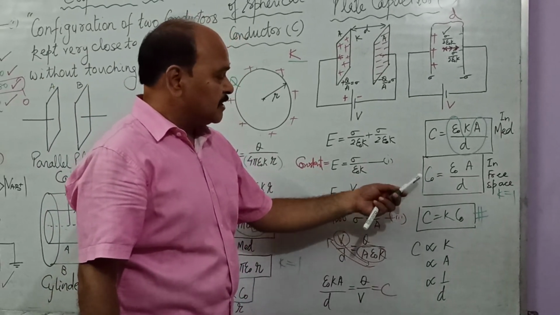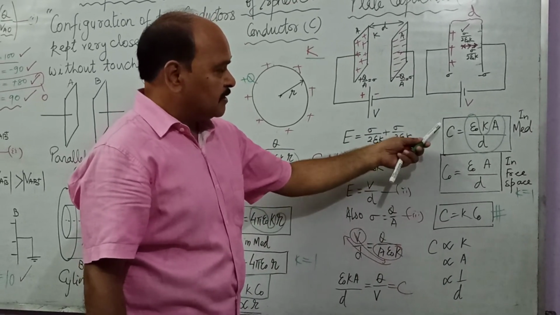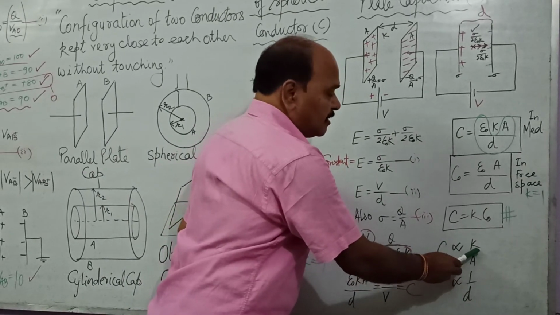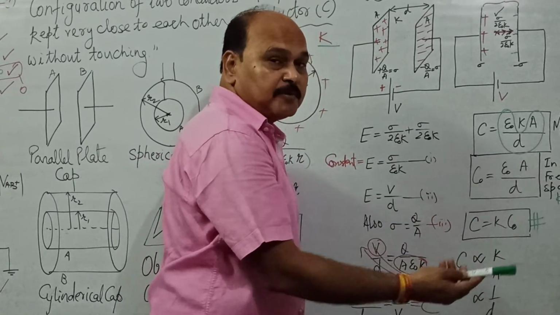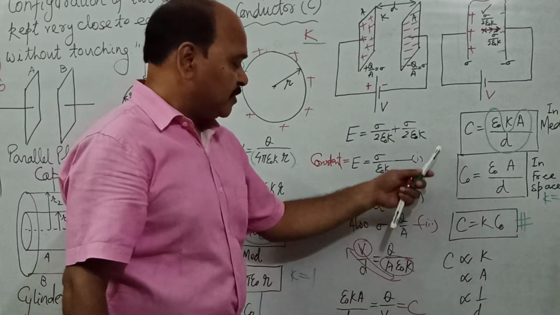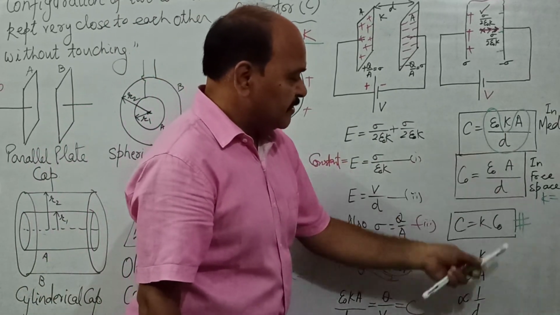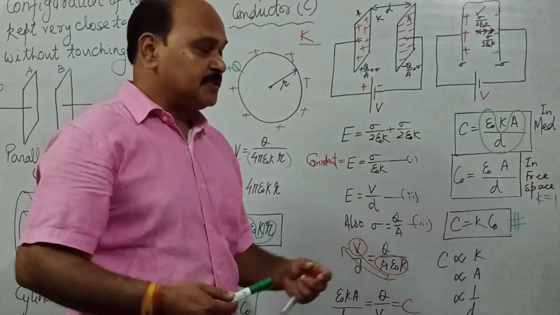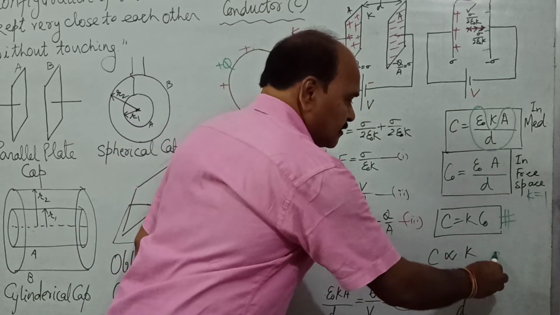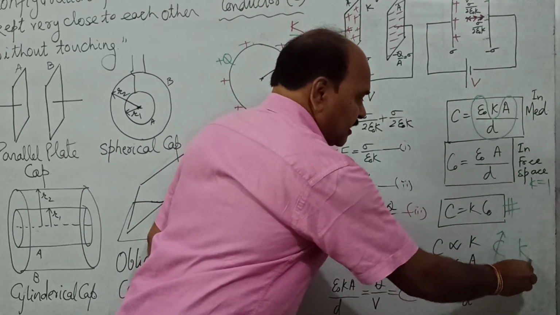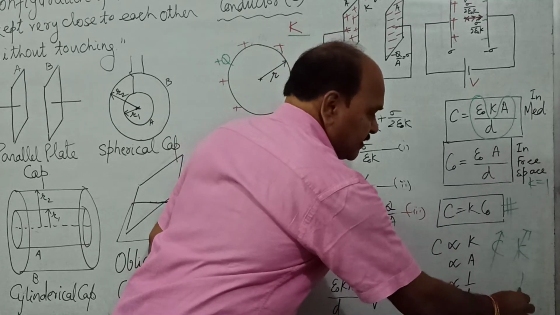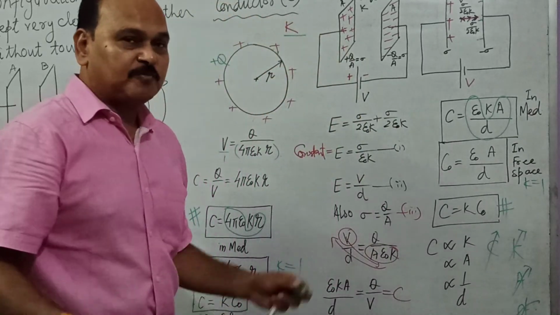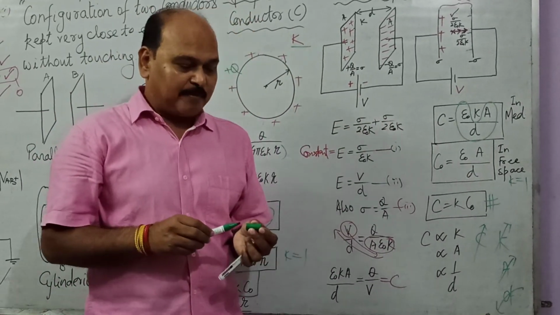Well, the other results which are obvious from this result, they are what? C is directly proportional to K, that is, capacitance of parallel plate capacitor is directly proportional to dielectric constant of the medium in between the two plates. It is directly proportional to surface area of the plates, and it is inversely proportional to distance between the plates. So if we wish to increase the capacitance of a capacitor, well, what we need to do? We increase the dielectric constant of the medium, we increase the surface area of the plates, or we decrease the distance between the two plates. So smaller is the distance between the two plates, greater is the capacitance.